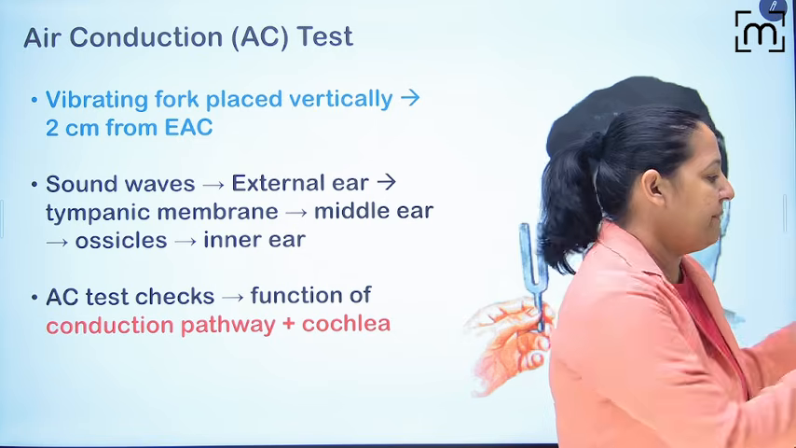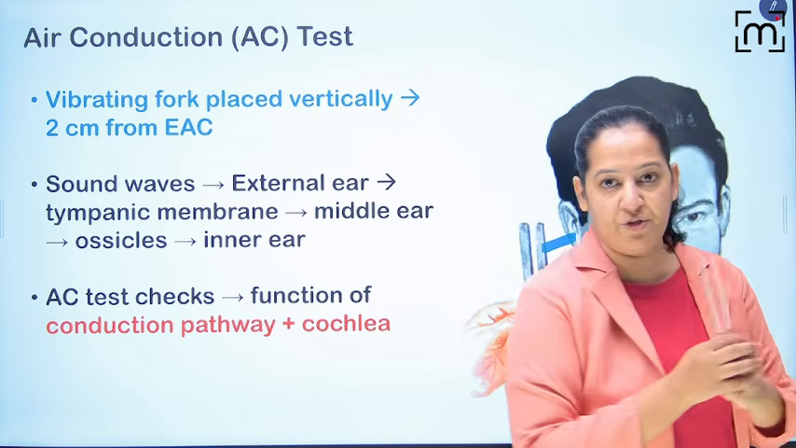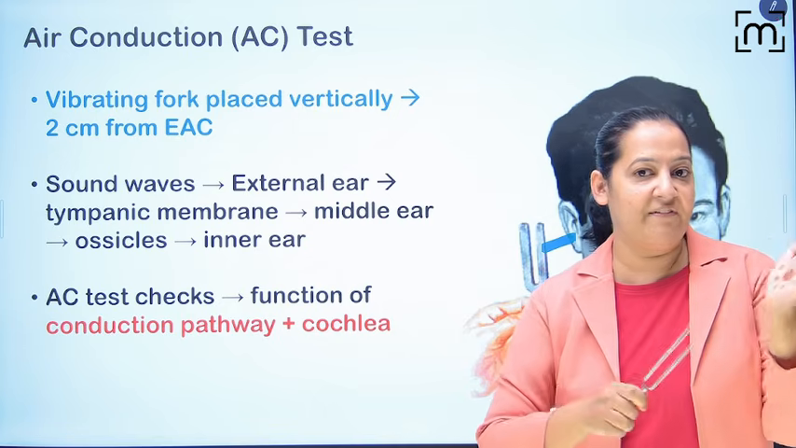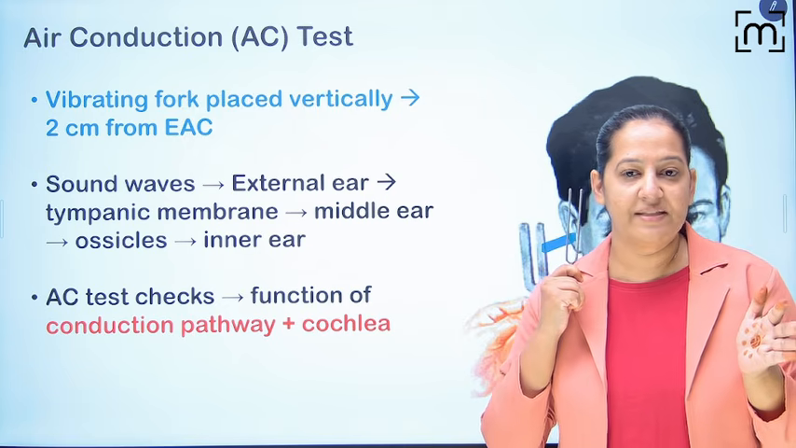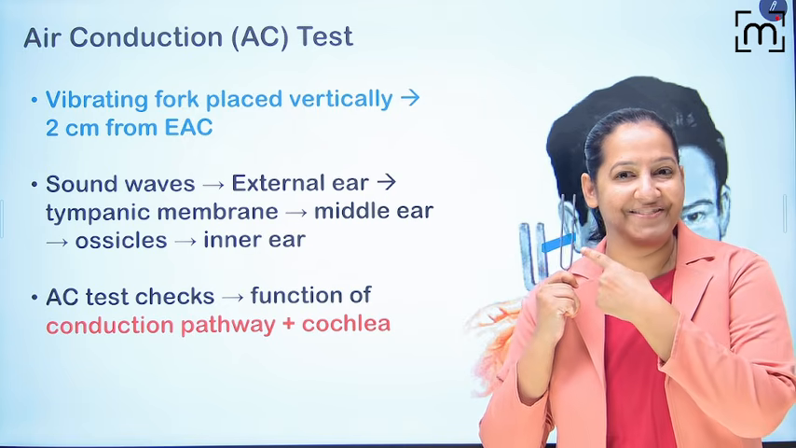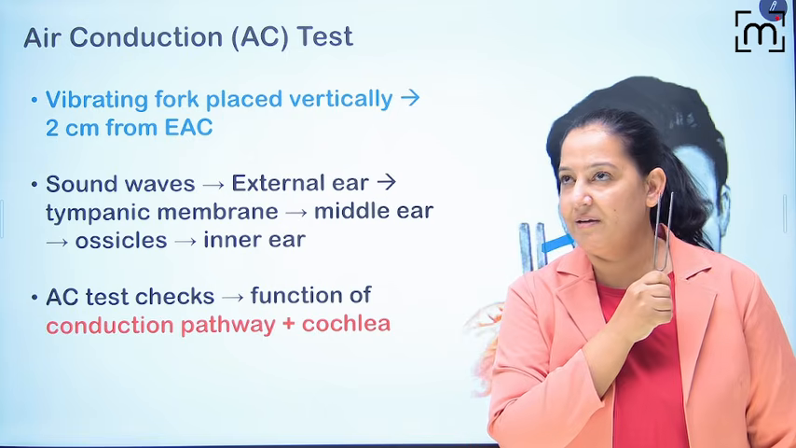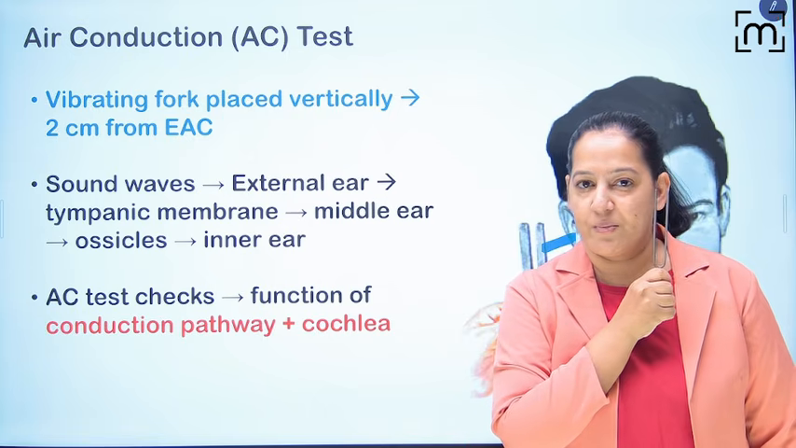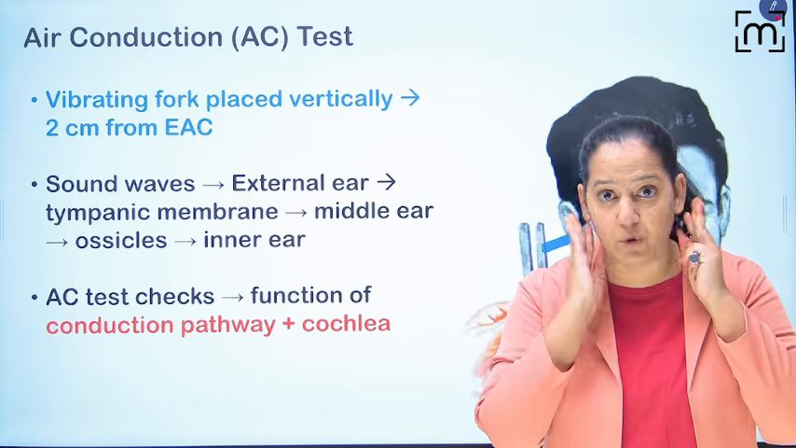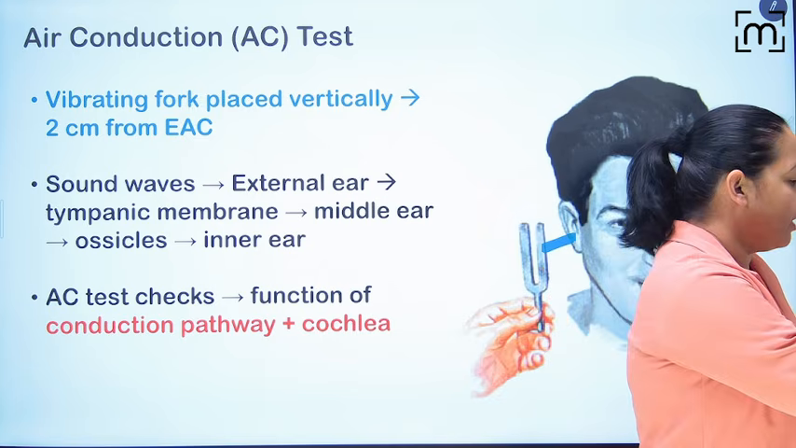Let me perform in front of you. So this is my tuning fork, you can see. I'm activating it and keeping it 2 centimeter away from my ear. I can hear the vibrations, yes. So my air conduction is okay in this ear. Let's test another ear. Again, I can hear the vibrations well. So my air conduction is well in both the ears. You are getting it? So this is how we perform it.